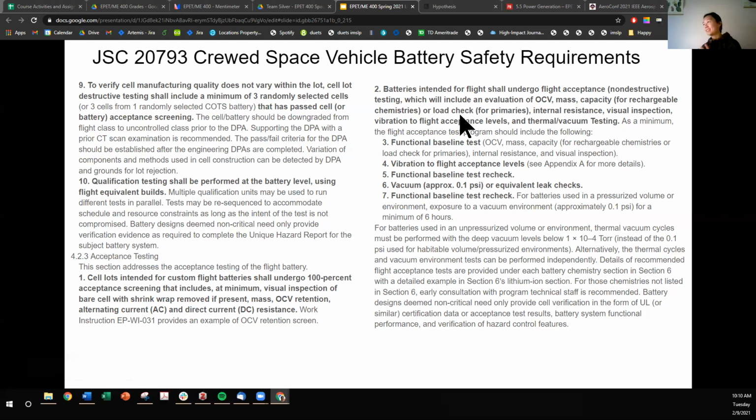Then you have to do flight acceptance non-destructive testing for those same things, a functional baseline test, vibration test, another functional test, vacuum, then another functional test. So you can see that space really cares about batteries. They can be quite dangerous, and that's why there's so much documentation and constraints on the way that we handle batteries.